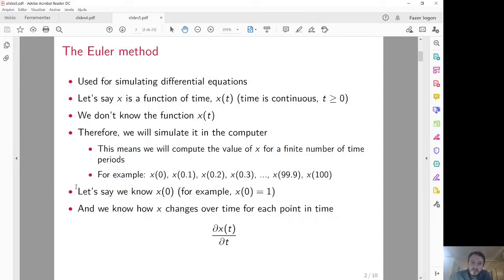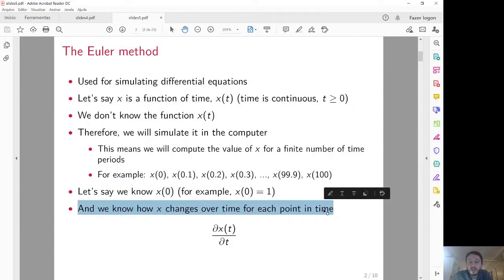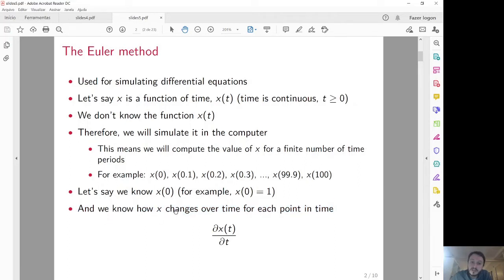There are two things we need to know to use this method. We need to know the value of x at some point in time, just one. In this case, let's assume that we know the value of x at time 0, which is what will happen in the macroeconomic model. And then we need to know the differential equation. So we know how x changes over time for each point in time. This means that we know the derivative of x with respect to time for all time periods.